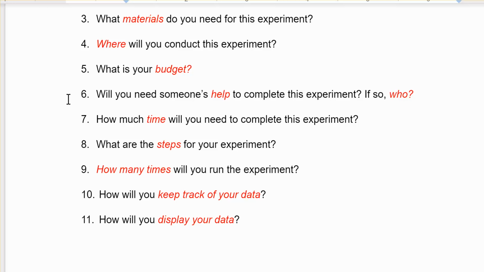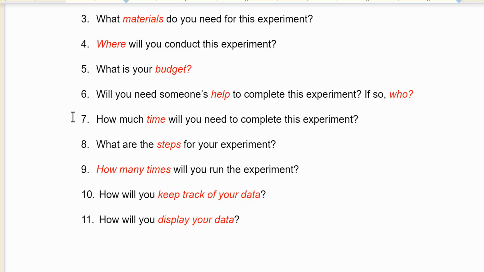And for number 6, will you need someone's help, and who? Is this something you can run by yourself, or is it something you're going to need somebody to help you out with, whether it's helping you build it, helping you run the test, etc.? Because if you start doing this experiment and you realize, oh man, I need 3 people to hold this thing, or I need somebody to help me build it, and you don't have them, it's going to slow you down, and then you're going to have to go find people.